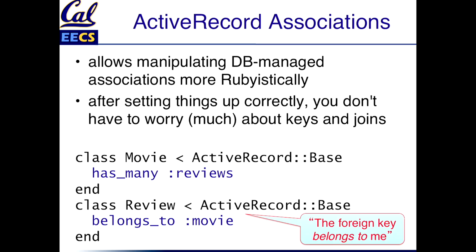OK, let's go a little bit more deeply into what this means. And by the way, when you first see this stuff, sometimes it's easy to get confused which one is the has_many and which one is the belongs_to. In terms of the database tables, as we'll see when we walk through the example, the foreign key belongs to the model that has the belongs_to in it, right?